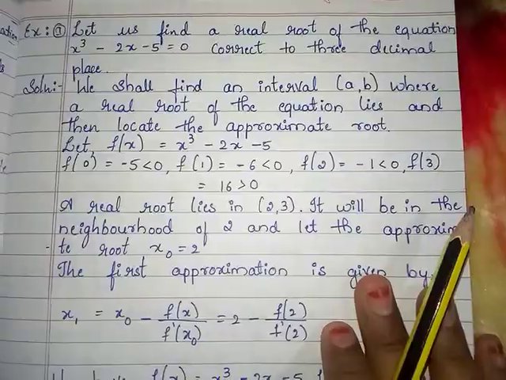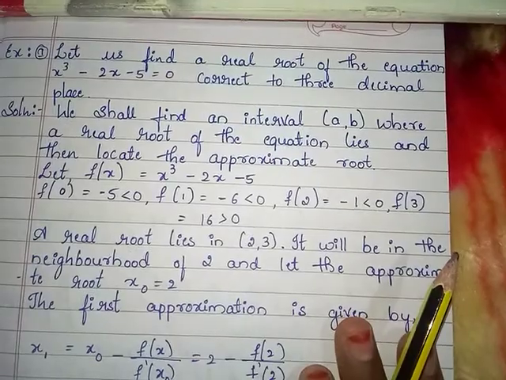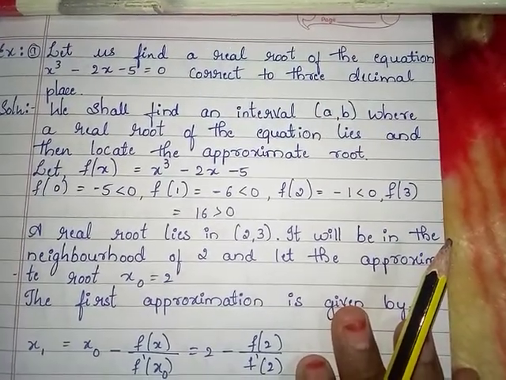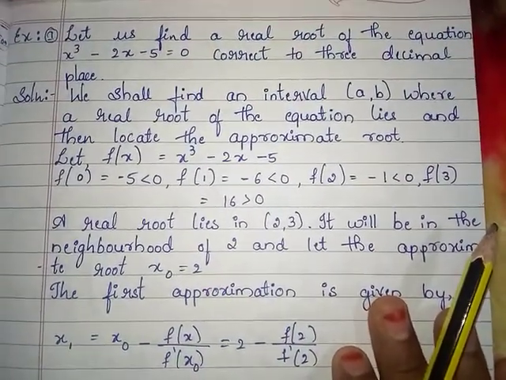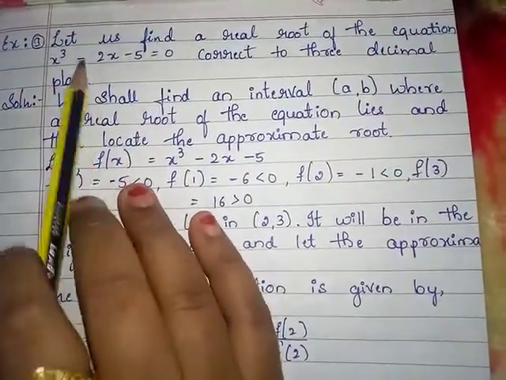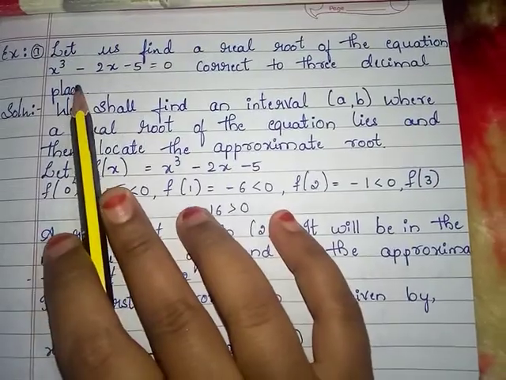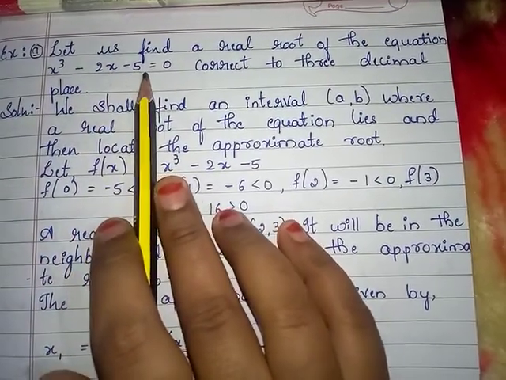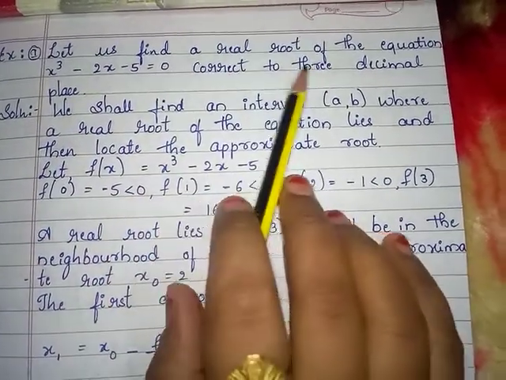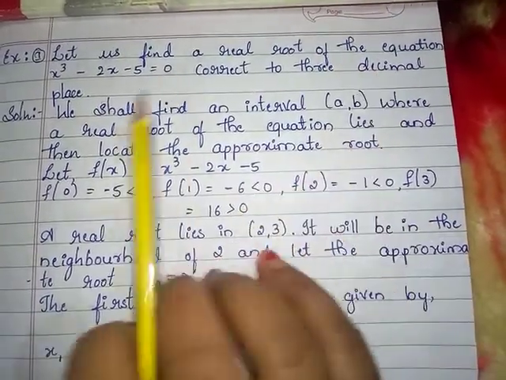Next example. And the Newton-Raphson method is very easy as compared to the Regula-Falsi method. Just go to the example. Let us find a real root of the equation x cube minus 2x minus 5 is equal to 0, correct to 3 decimal places.